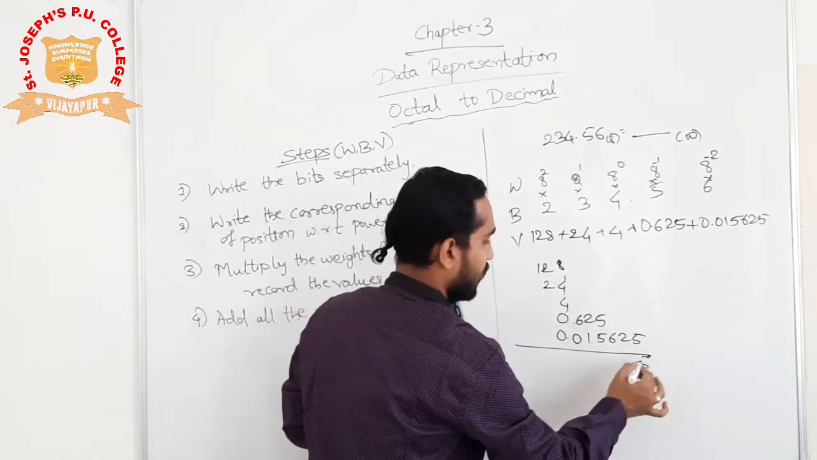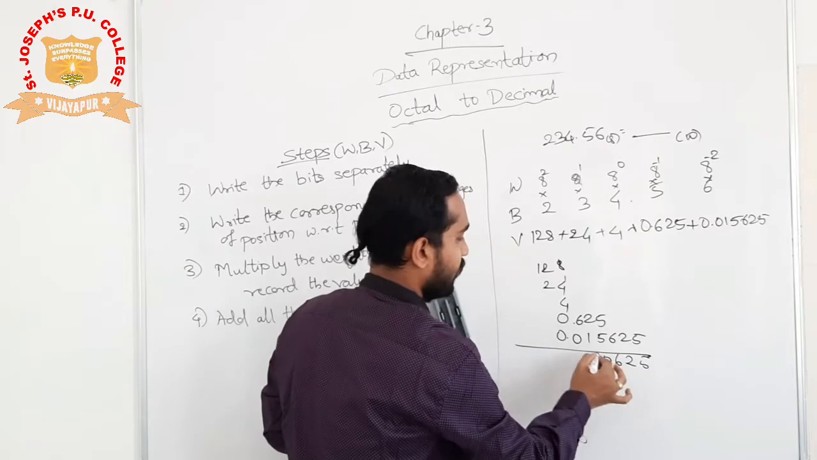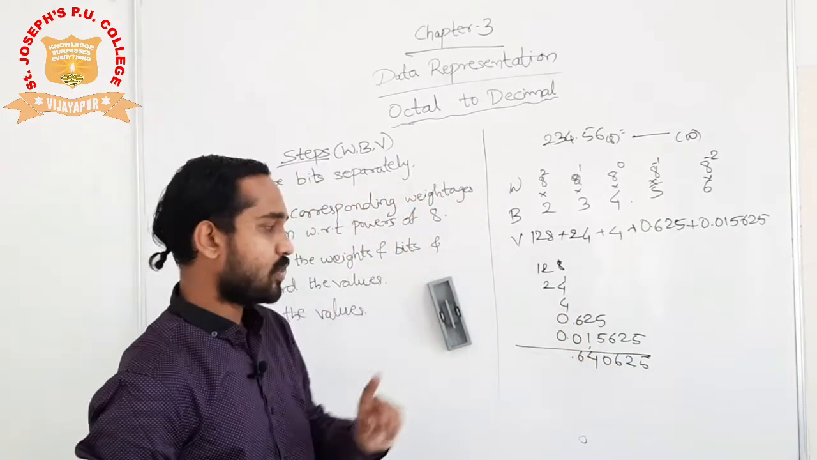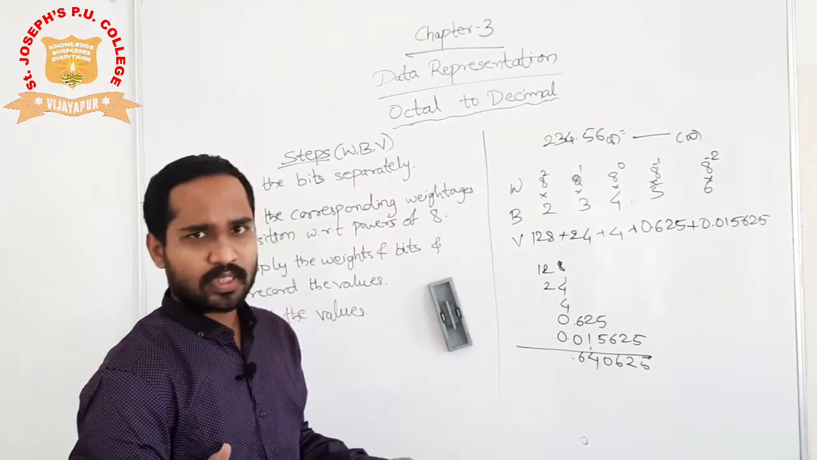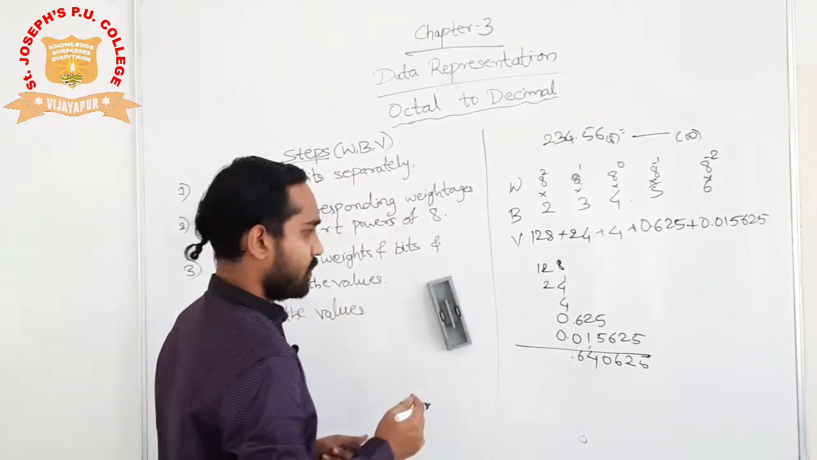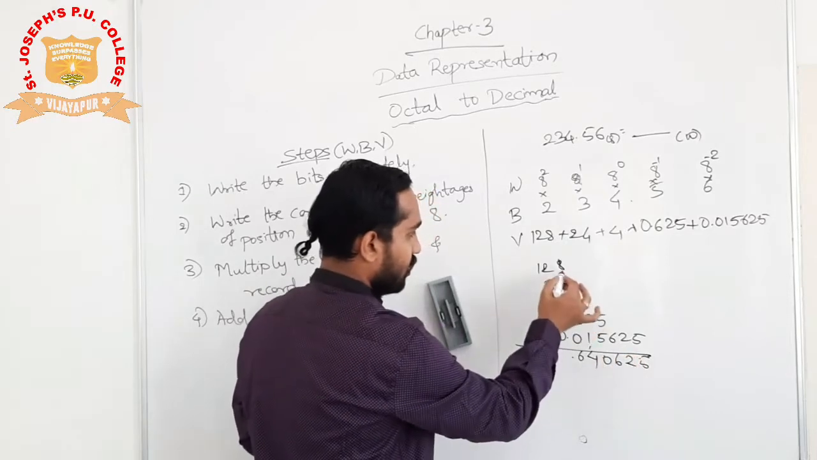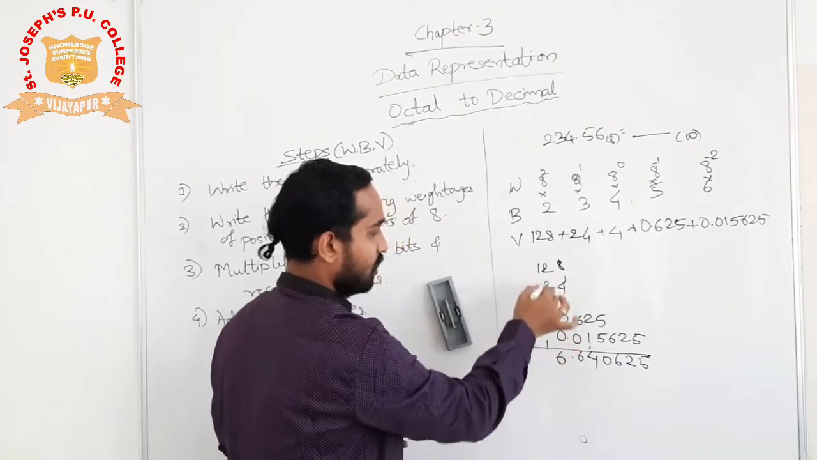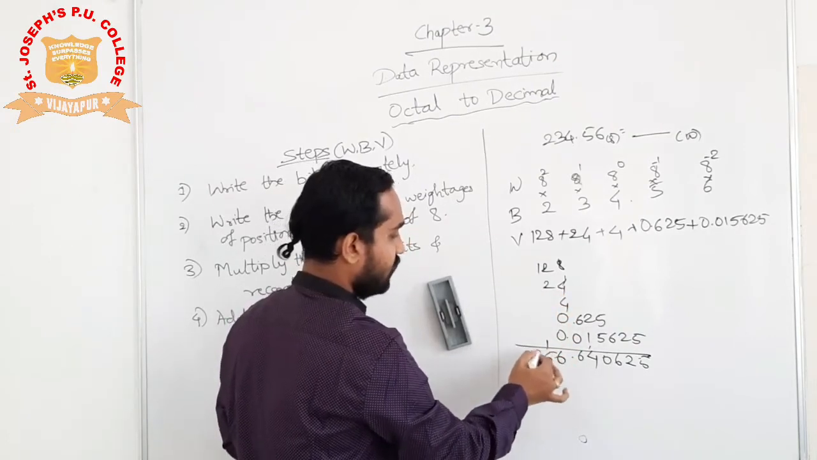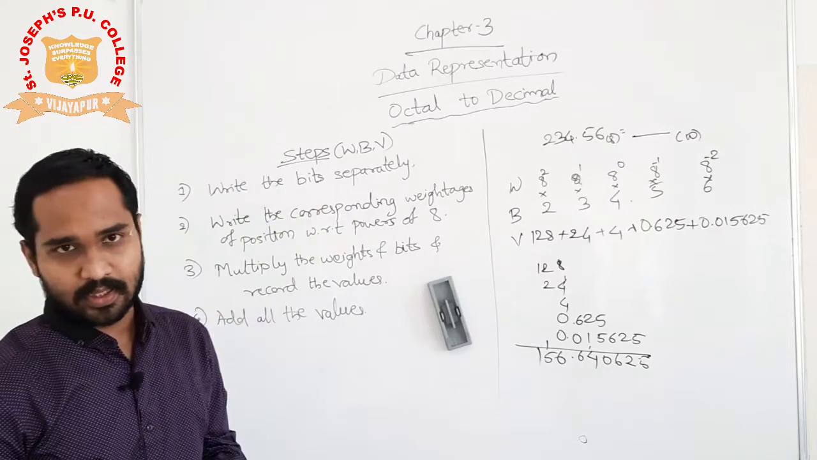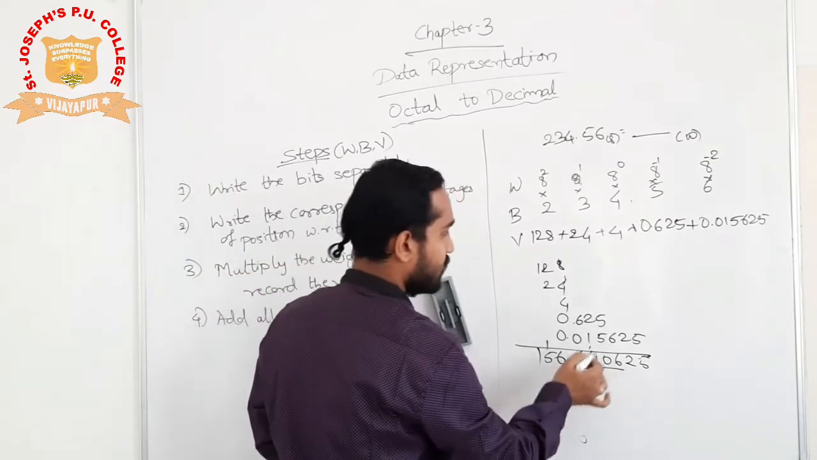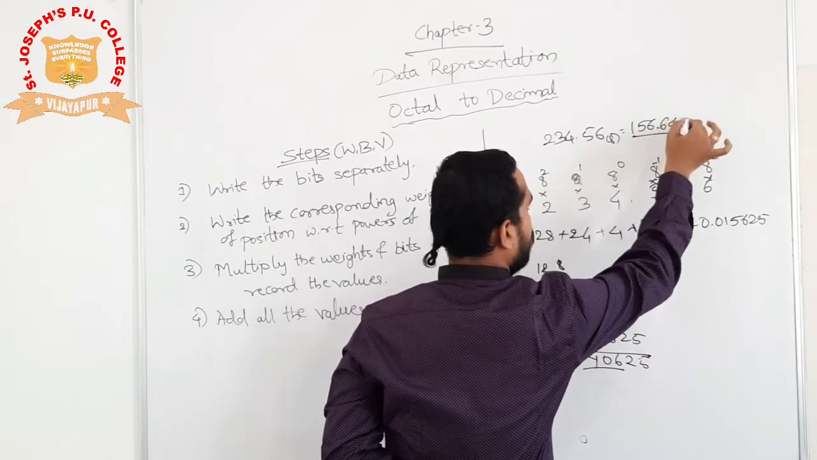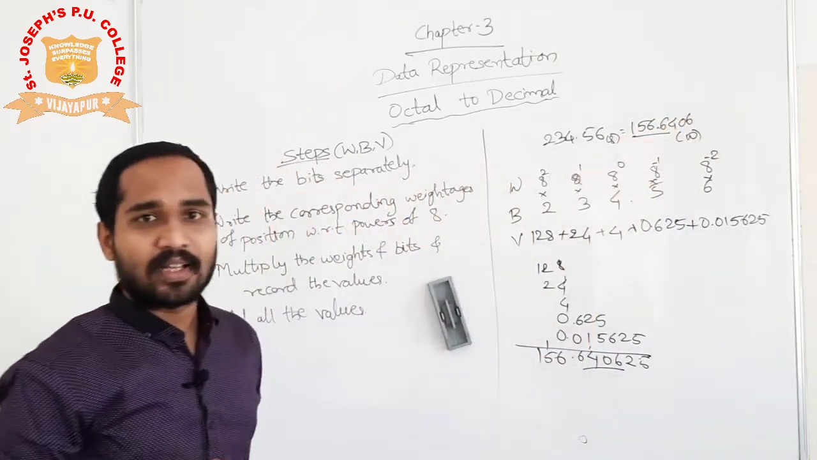Then add the decimals: 0.640 something. Take up to 4 decimal points. Here 8 plus 4, 12. 12 plus 4, 16. 2 plus 4, that is 5 and 1. So 156.6406. This is the answer for 234.56 in octal converted to decimal.